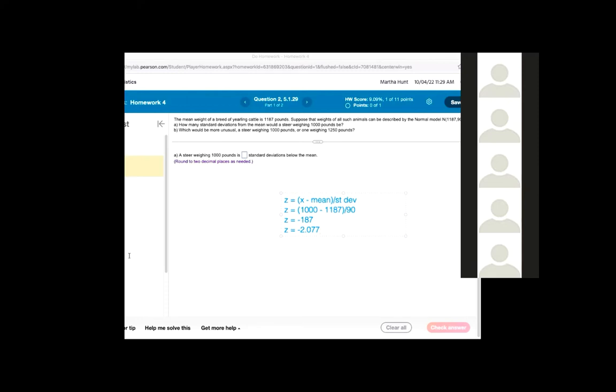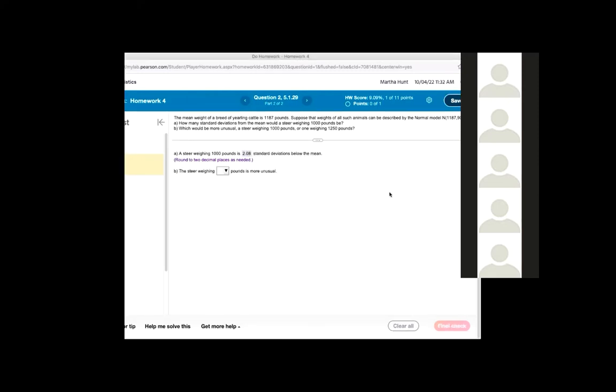There's like 34 of you on my screen. Which one is more unusual? Now, you're not just going to say, well, this one weighs more, so it's more unusual. That's not the correct line of thinking. The correct line of thinking is, which one is further from the mean? And to find out which one is further from the mean, you need to calculate 2 z-scores. We've already calculated the z-score for the 1,000 one. Now we need to calculate the z-score for the 1250.